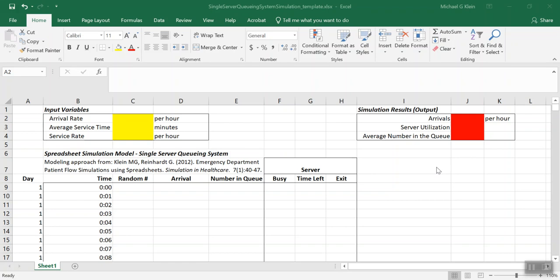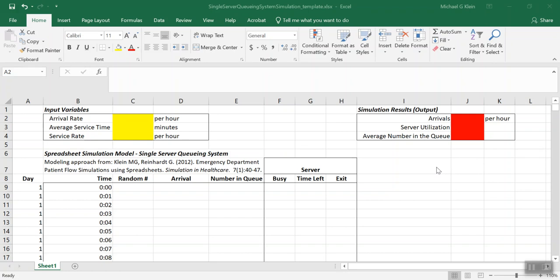In this video, we will build a spreadsheet simulation model for a single server queuing system. The modeling approach that we're going to use is taken from an earlier model that I built for an emergency department patient flow simulation using spreadsheets. In that model, we had a more complicated system with multiple servers and other aspects of the queuing system that we won't be modeling here. However, the basic approach is the same.